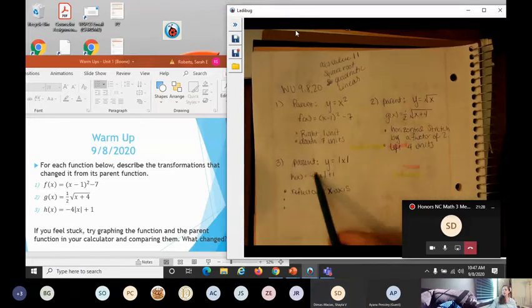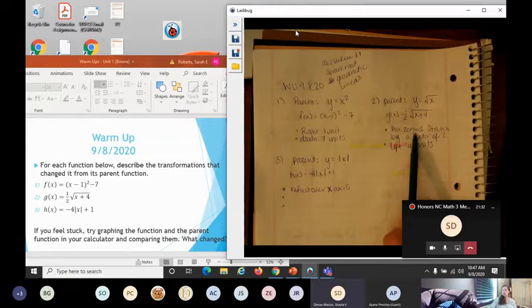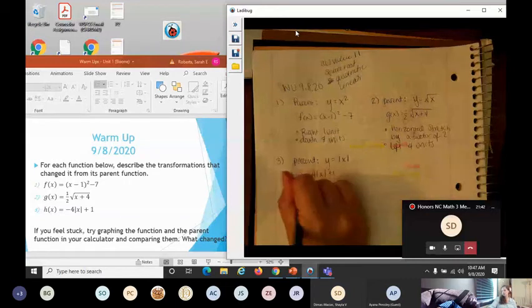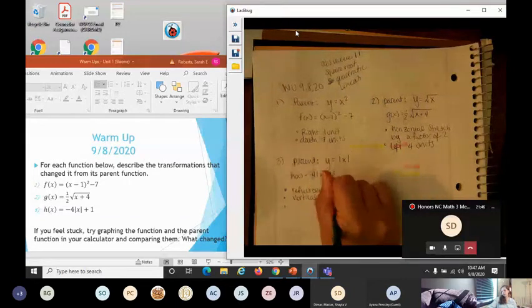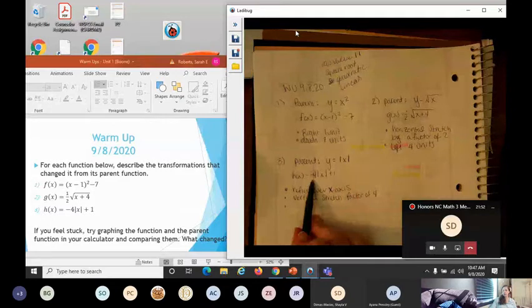When it's a number bigger than 1, instead of a horizontal stretch, what is it going to be? What's the opposite of horizontal? Vertical. Thank you. So we're going to have a vertical stretch by a factor of 4, okay, because we have the number 4 right here.